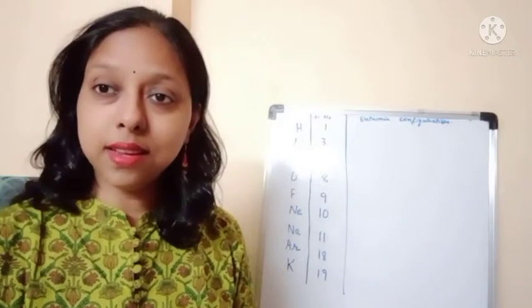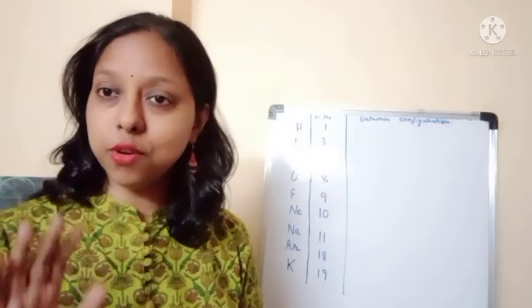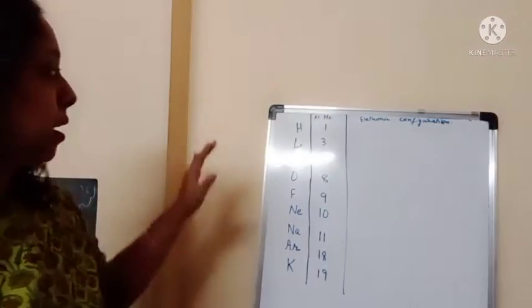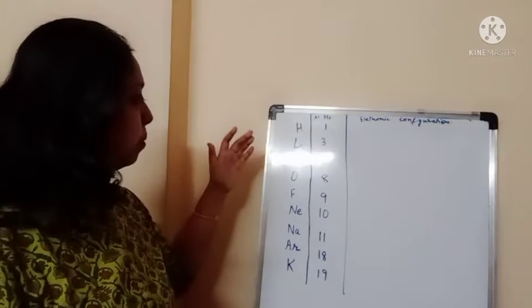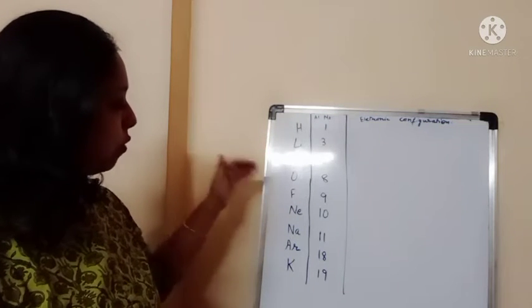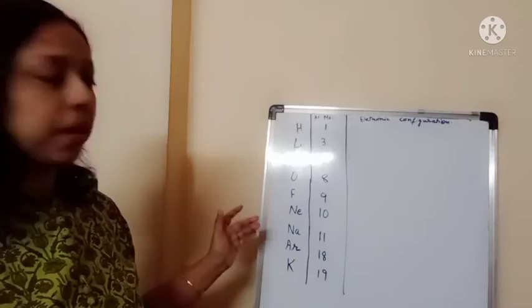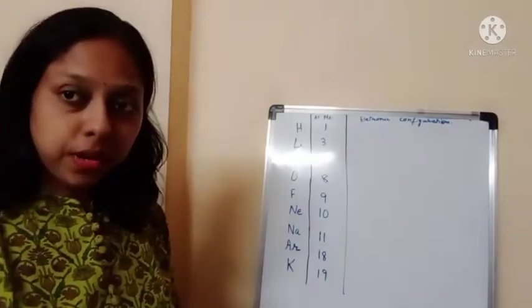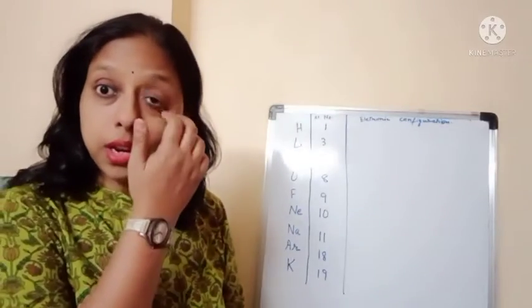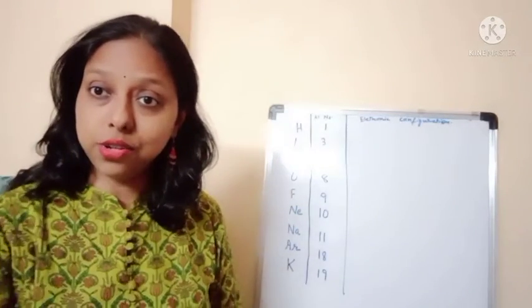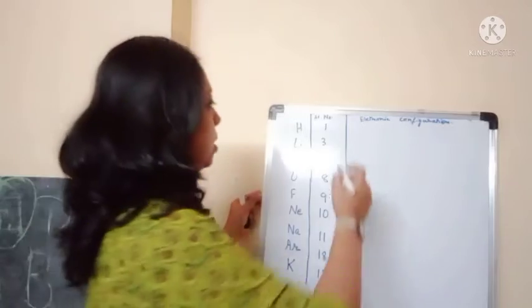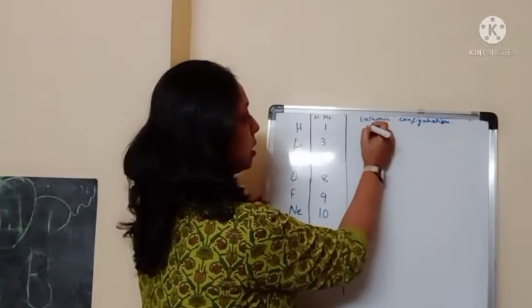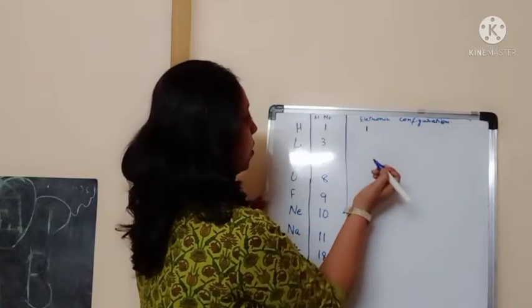Let us write the electronic configuration of some of the atoms of the elements. I have taken hydrogen, lithium, boron, oxygen, fluorine, neon, sodium, argon and potassium. The atomic numbers I have written over here, and we will see how the electrons are arranged in those energy shells. Okay, so one electron will go to the first shell.